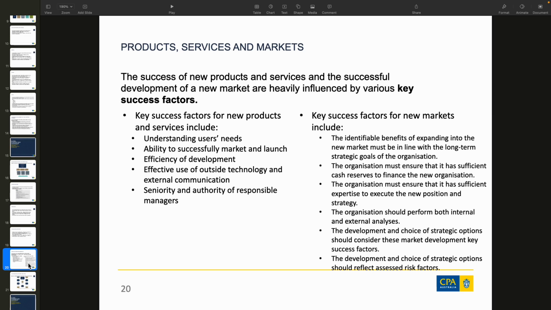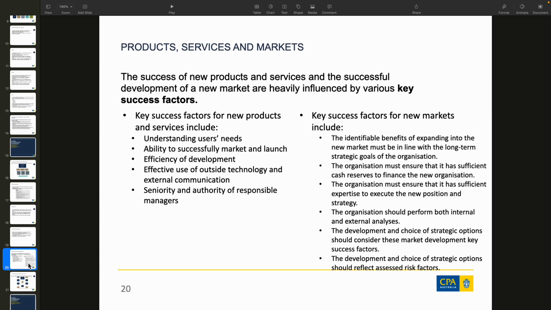Got it? Right. So, a key success factor for a new product or service, or a key success factor for a new market. So if you want to become successful in making a new product, you must understand what users want, and have the ability to successfully market and launch the product. You must have efficient development of the product. You must have effective use of outside technology and external communication, and seniority and authority of responsible managers to implement it. Now this is quite important, comes out quite a lot in the exams.